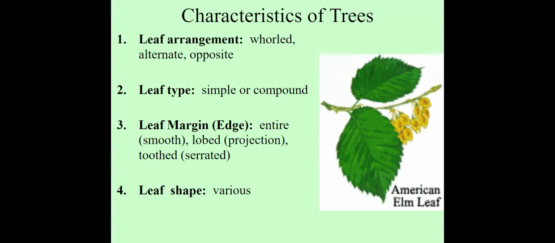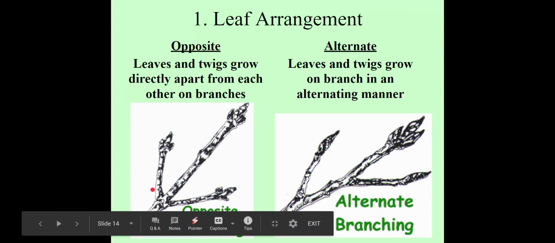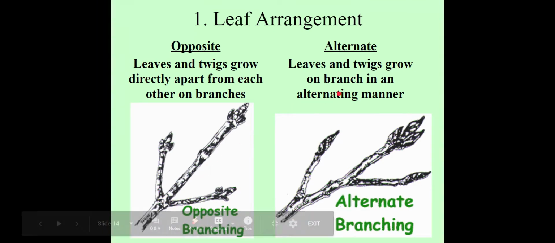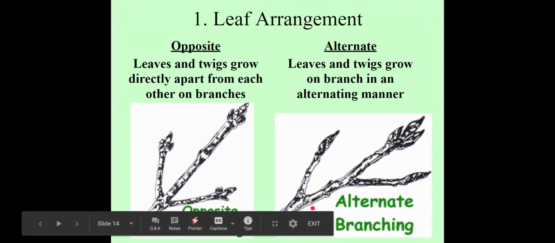For deciduous trees, you have leaf arrangement, leaf type, the leaf margin, which is the edge of it, and the leaf shape. For leaf arrangement, you have opposite. You have the main stem, and the leaves and the branches come out opposite of each other, so one is here and one is here. Alternate, the leaves and the twigs grow on the branch in an alternating pattern. So one is here, nothing is opposite of it, but you have alternate over here.